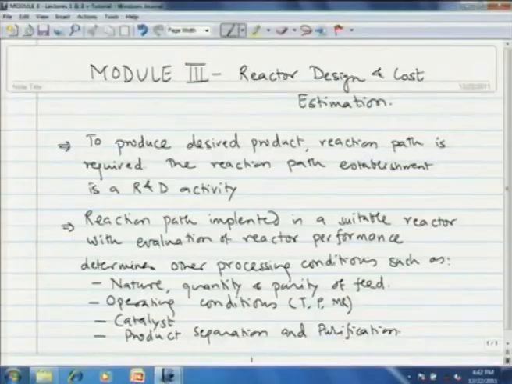Welcome. We have completed the first two modules of our course. Now we start the third module of our course, that is the reactor design and cost estimation.